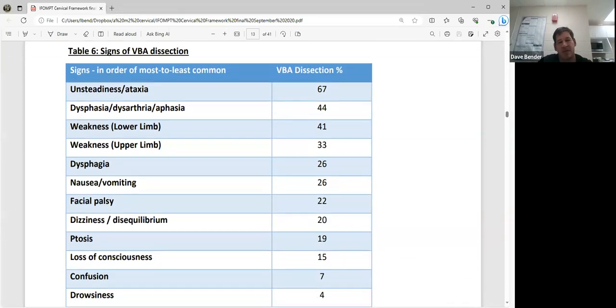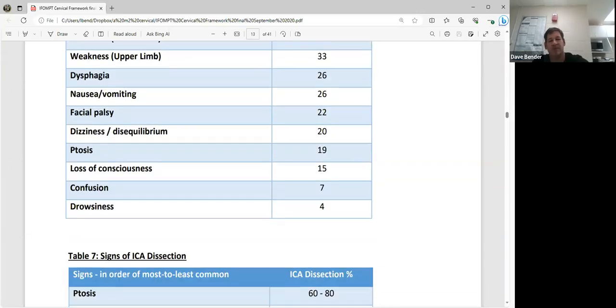And signs of a tubular insufficiency or injury, you're looking for these things. Certainly you're looking at probably the upper motor neuron type things. When you're looking at unsteadiness, ataxia would be one. Dysphagia, dysarthria, aphasia. Really here you're looking again at cranial nerve function, higher center function. Nausea or vomiting, central integration, facial palsy, dizziness, disequilibrium, ptosis, loss of consciousness, confusion, drowsiness.